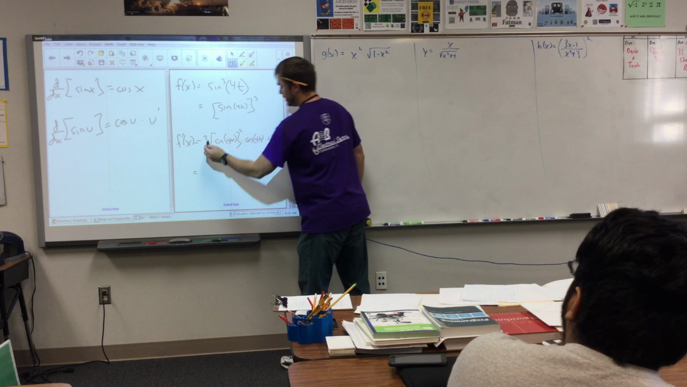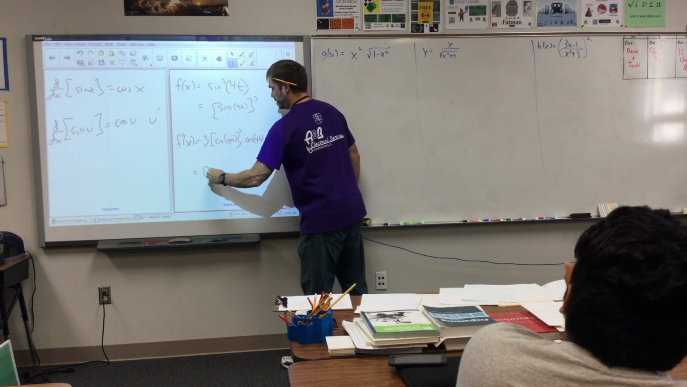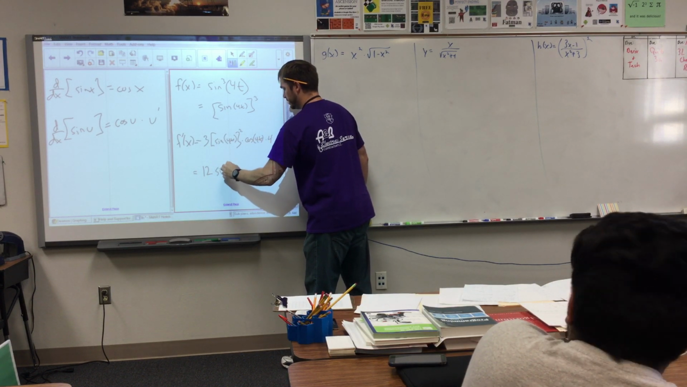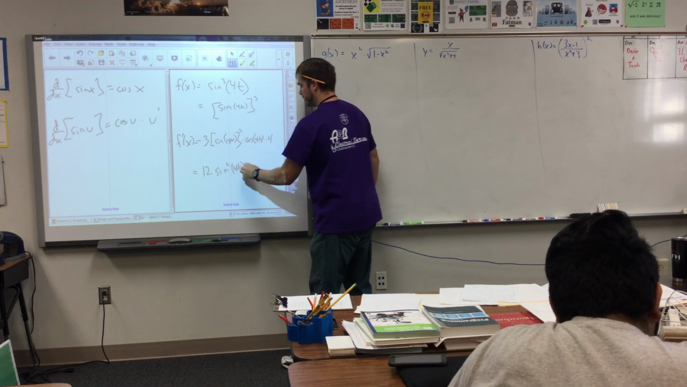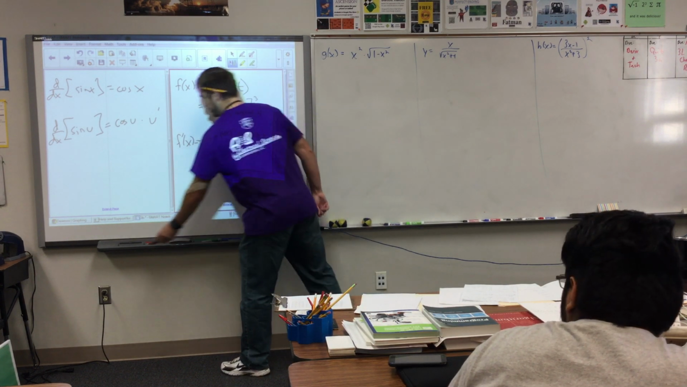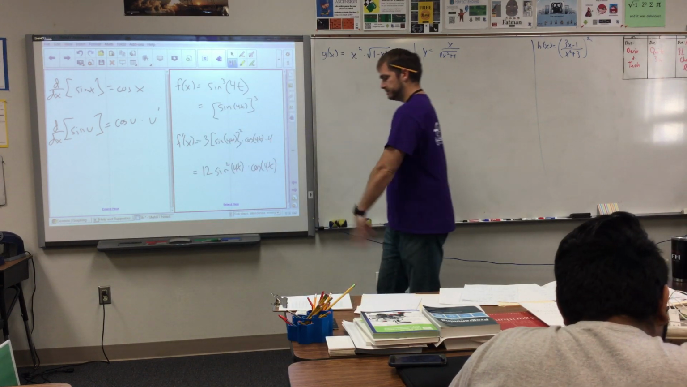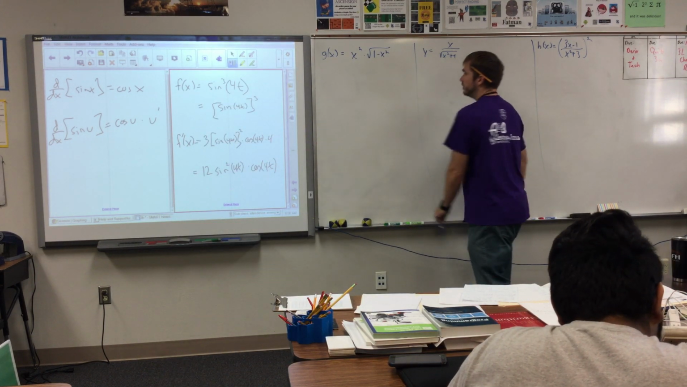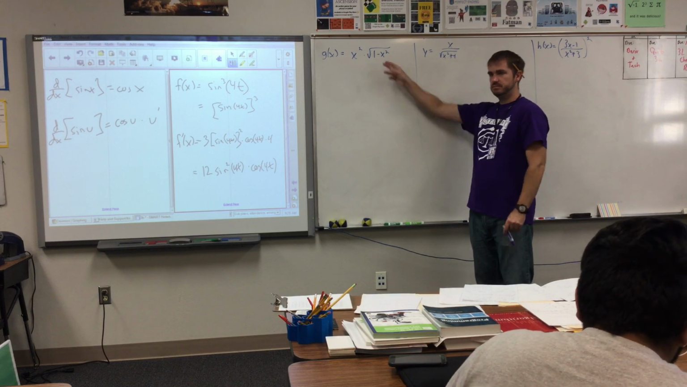And if you want to rewrite it here, you get 3 times 4 is 12, so you have 12 sine squared of 4t times cosine 4t. What's going on with this one, class?